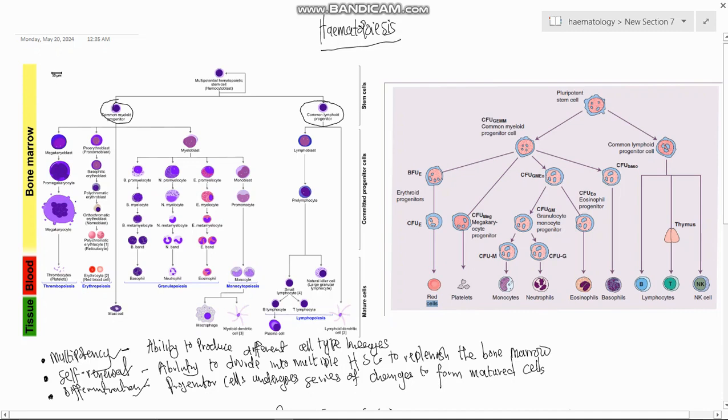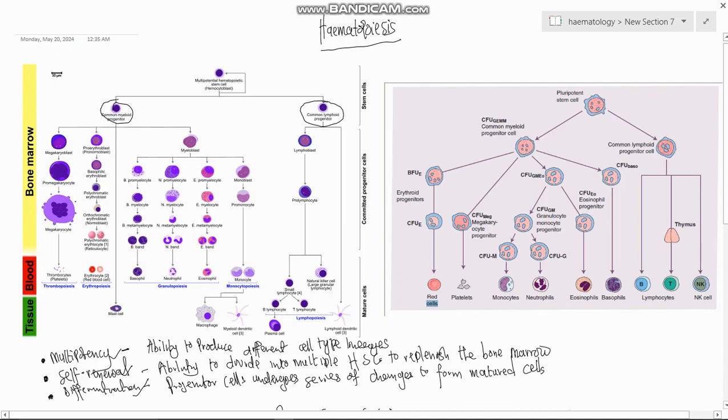Multipotency in the sense that the myeloid progenitor is able to differentiate into different cell type lineages, like the megakaryocyte lineage or the platelet lineage. We can talk about the red blood cell lineage. We can talk about the granulocyte lineage or the basophil lineage. Then we can also talk about the monocyte.